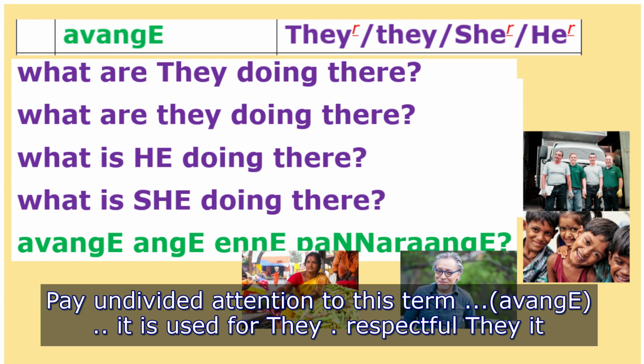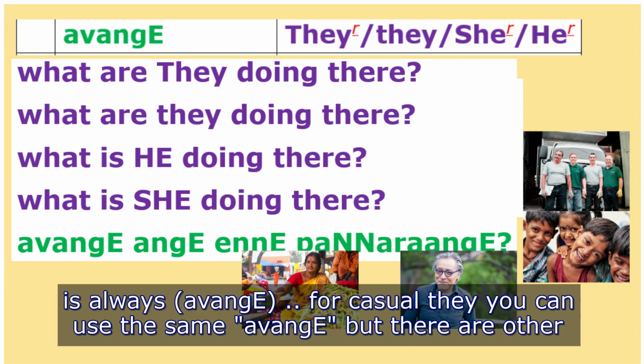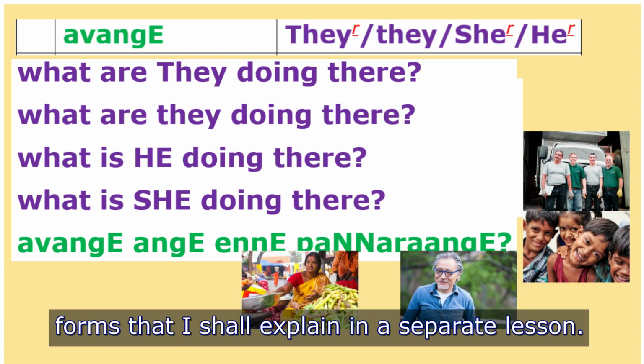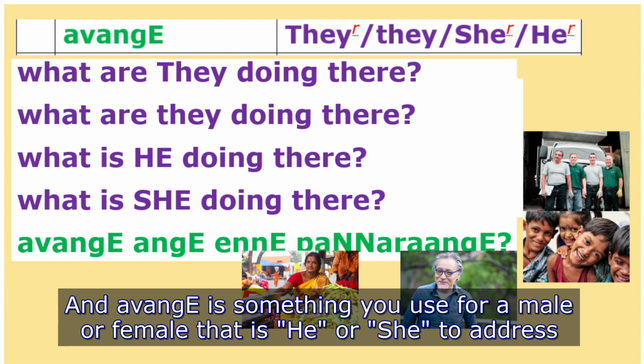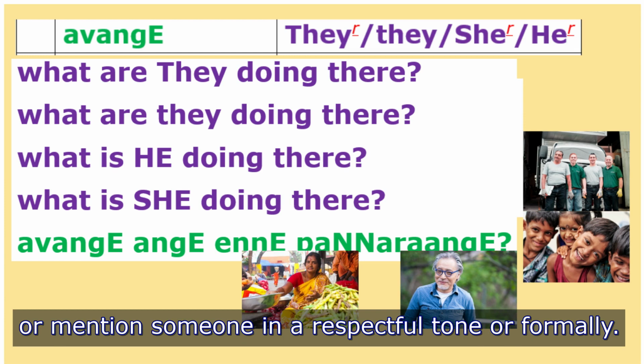Pay undivided attention to this term அவங்க. It is used for they, respectful they. It is always avanga. For casual they, you can use the same avanga, but there are other forms that I shall explain in a separate video. And avanga is something you use for a male or a female, that is he or she, to address or mention someone in a respectful tone or formally.